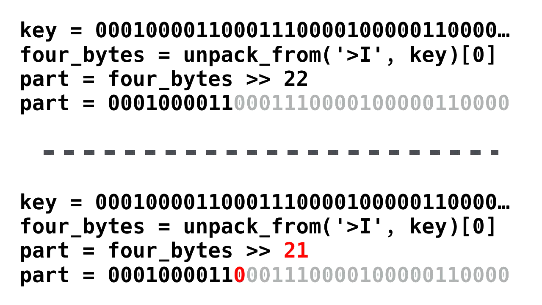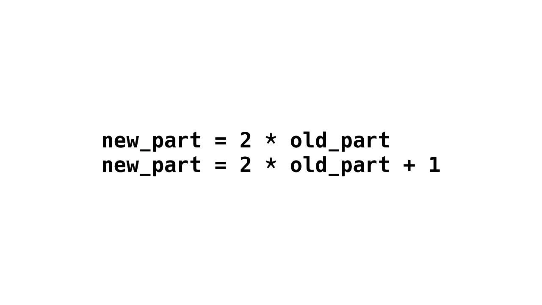So we get one more binary digit on the right-hand side of that partition, which means that there's a very definite mathematical relationship between the old partition value and the new partition value, because you know that that extra binary digit is either a 0 or a 1. If it's a 0, it's pretty easy, because you know that the partition is simply doubled. If it's going to be a 1, though, it's doubled plus 1. So that's the simple relationship that we've got.